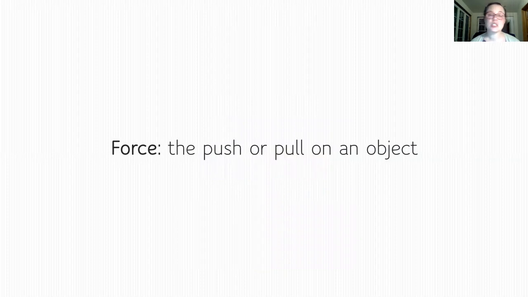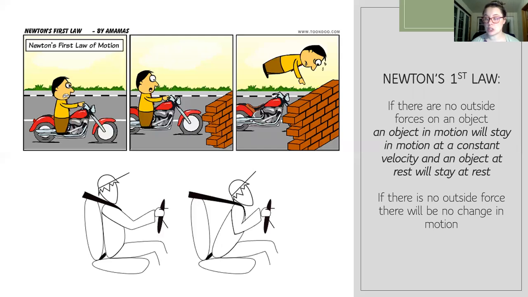So what is force? Force is just a push or a pull on an object. We measure force in newtons after Mr. Newton. And we're going to go through Isaac Newton's three laws that he developed on forces. The first law: if there's no outside force on an object, so if nothing's pushing it, an object that's in motion will stay in motion at a constant velocity, so it'll move at the same speed it's always had, assuming there's no friction or anything. And an object that's at rest will stay at rest.